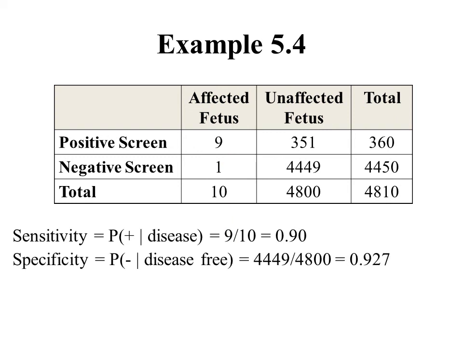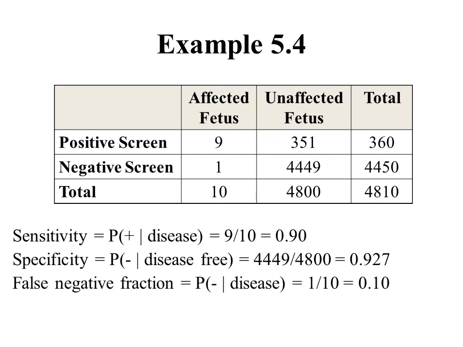Now specificity, that's not pronounced correctly, I apologize, but it's the best I can do. That's by definition the probability of testing negative given that the person is disease-free. And so we're going to take the denominator as the number who are disease-free, which is 4,800. The numerator is the number of those mothers who got a negative test, which is 4,449. Divide that, we get 0.927.